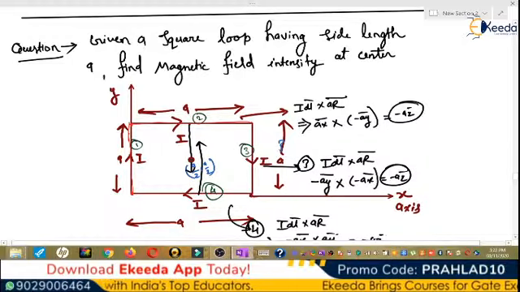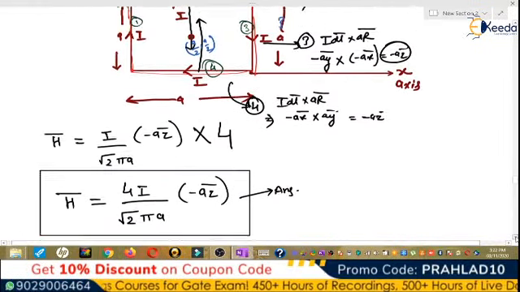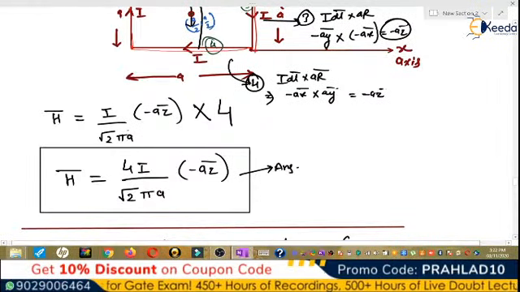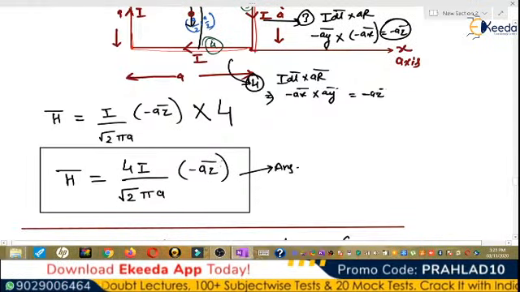In the same direction magnetic field will appear. This is also the finite length current carrying element, and this is again the finite length current carrying element. So the final answer is 4 times the previous. So the final answer is I upon root 2 pi A, direction is minus of a_z into 4. So this answer is 4I upon root 2 pi A, minus of a_z vector. So this is our answer for it.